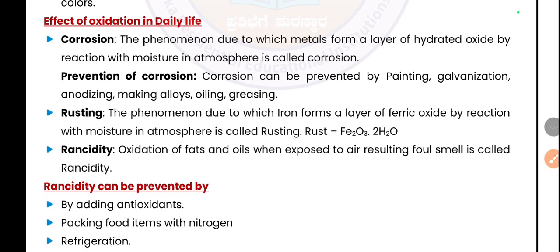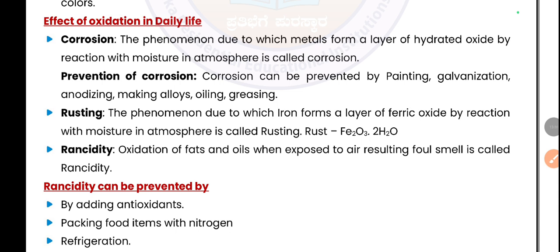Effect of oxidation in daily life. Corrosion: the phenomenon due to which metals form a layer of hydrated oxide by reaction with moisture in the atmosphere is called corrosion. Prevention of corrosion: corrosion can be prevented by painting, galvanization, anodizing, making alloys, oiling, greasing. Rusting: the phenomenon due to which iron forms a layer of ferric oxide by reaction with moisture in the atmosphere is called rusting. Rust is Fe2O3·2H2O.